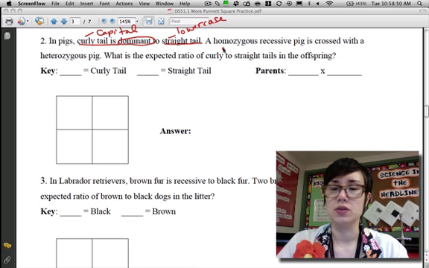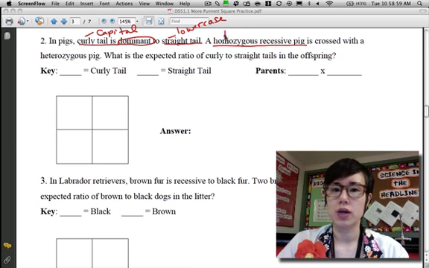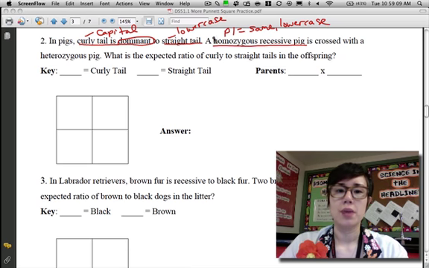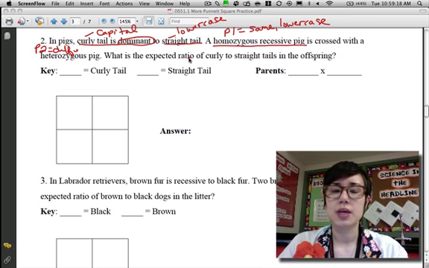A homozygous recessive pig is crossed with a heterozygous pig. Homozygous recessive, these are two vocab words. This is parent number 1, so this is P1. I know that if my P1 is homozygous, it's going to be the same, and if it's recessive, it has to be lowercase. My other parent, which is going to be P2, is heterozygous, which means that my two letters are going to be different. What is the expected ratio of curly to straight tails in the offspring?